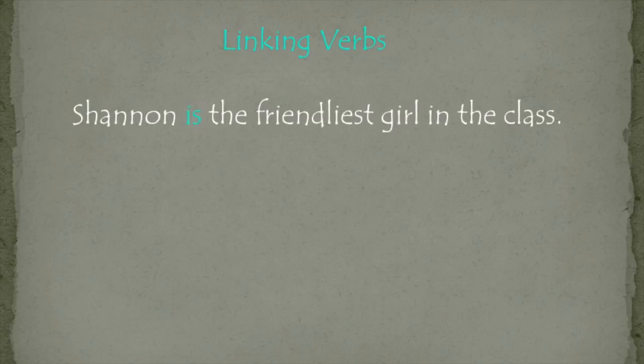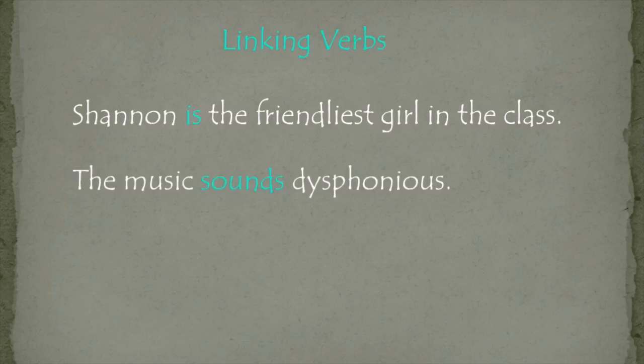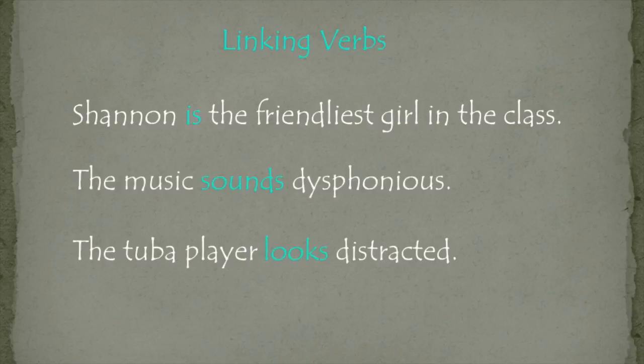A linking verb can link the subject to an adjective that describes the subject. For example, Shannon is the friendliest girl in the class. The music sounds dissonant. The tuba player looks distracted.